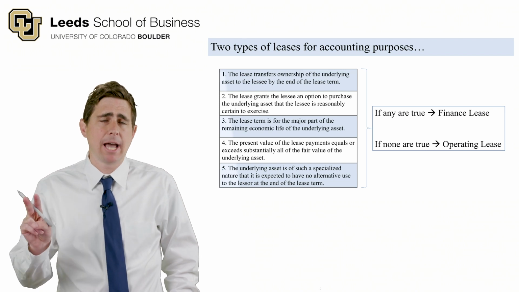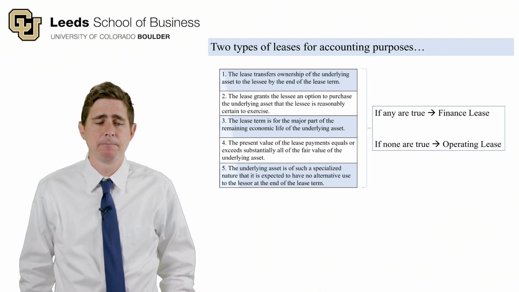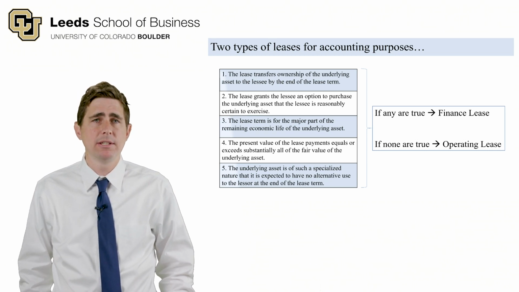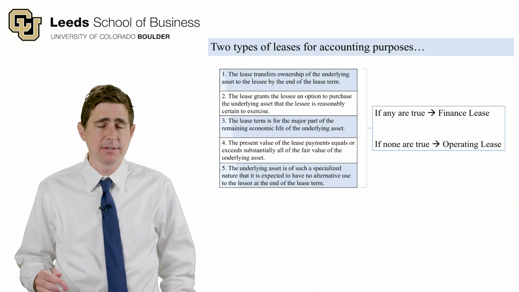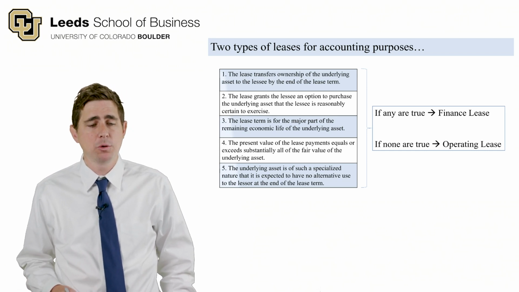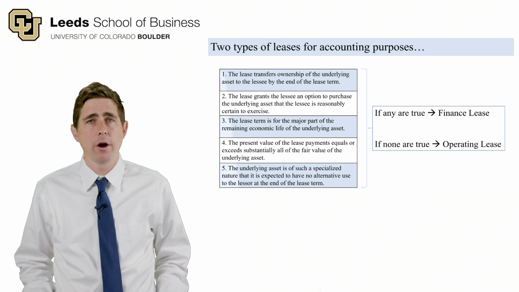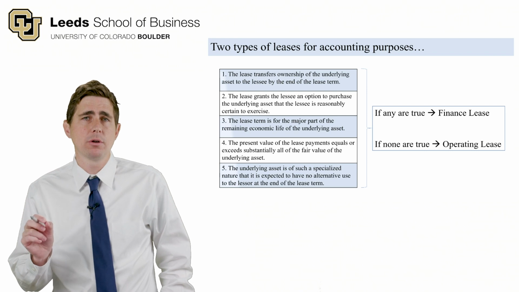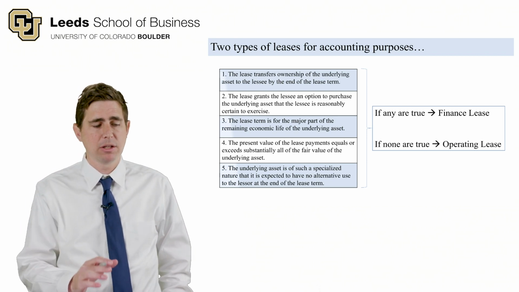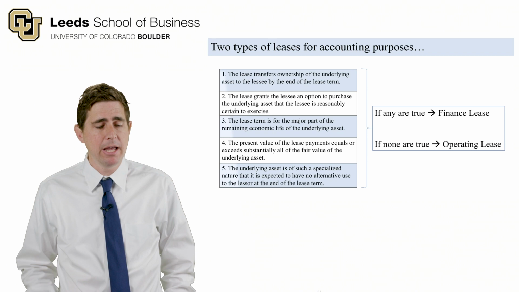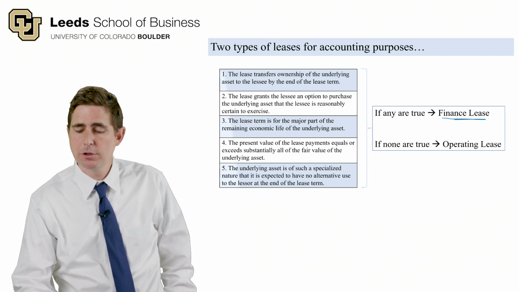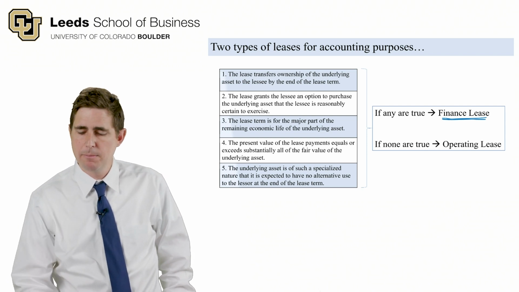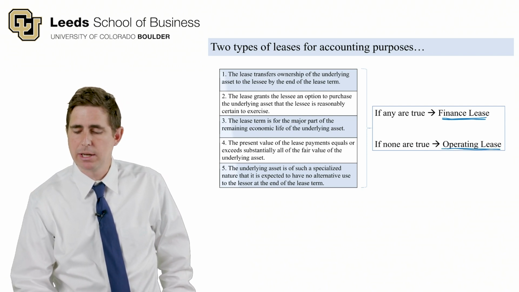There are two types of leases for accounting purposes: finance leases and operating leases. We're not going to go through these criteria in detail. These criteria tell companies, the accounting department of companies, whether to account for the lease as a finance lease or as an operating lease. And depending on which one you use, different journal entries are involved. And so the accounting department will go through these criteria. If any of them are met, the company will account for the lease as a finance lease. If none of these criteria are met, the company will account for the lease as an operating lease.